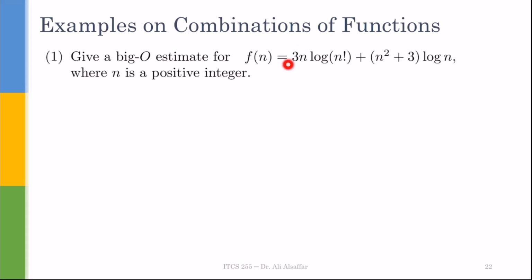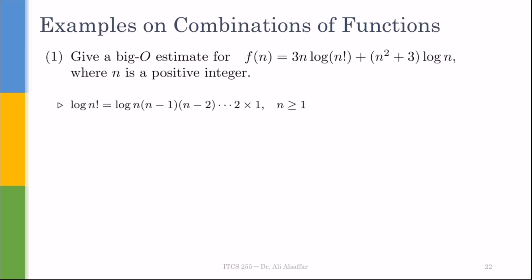For 3n, we know that it belongs to big O of n because it's a polynomial. And for n squared plus 3, we know it belongs to big O of n squared because it's also a polynomial. And for log n, it belongs to big O of itself. But for log n factorial, we need to simplify it and see which big O it belongs to. So let's work on log n factorial first.